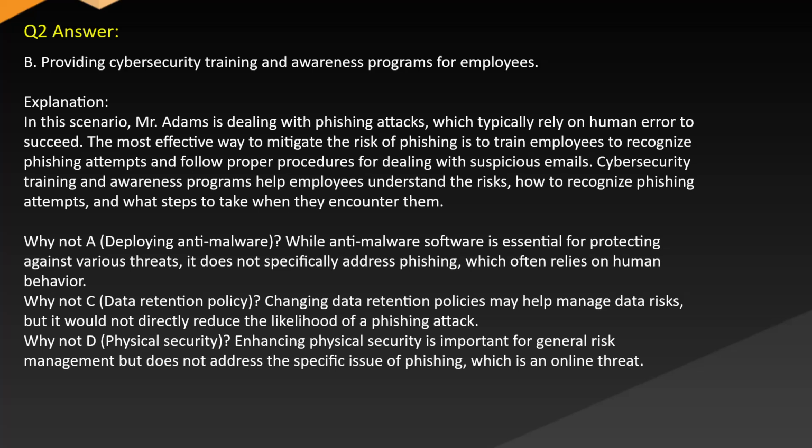Why not A, deploying anti-malware? While anti-malware software is essential for protecting against various threats, it does not specifically address phishing, which often relies on human behavior. Why not C, data retention policy? Changing data retention policies may help manage data risks, but it would not directly reduce the likelihood of a phishing attack. Why not D, physical security? Enhancing physical security is important for general risk management, but does not address the specific issue of phishing, which is an online threat.